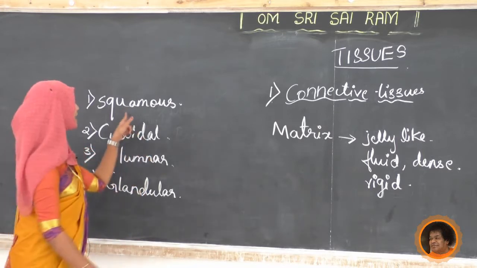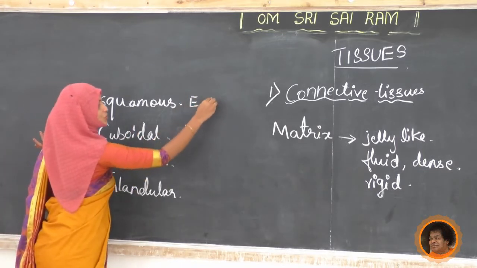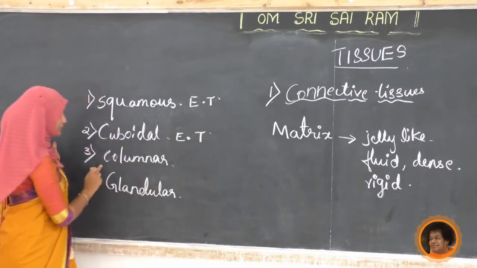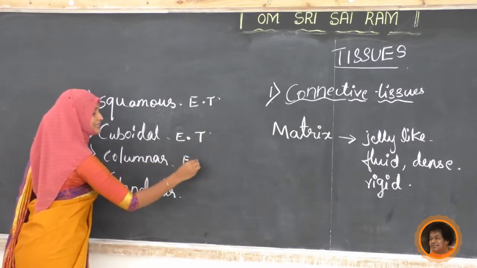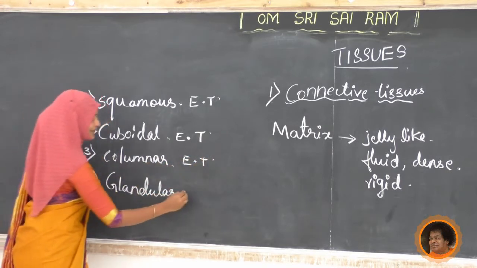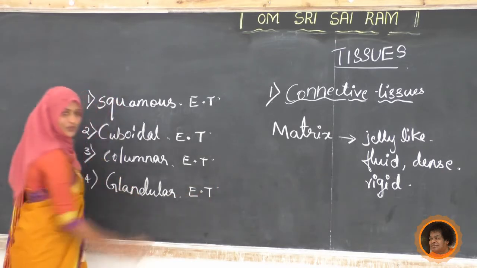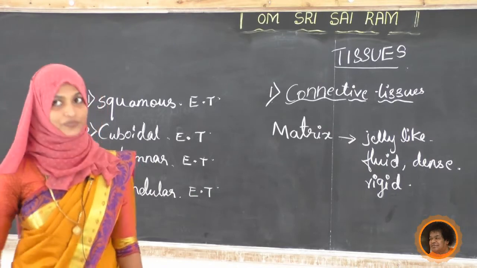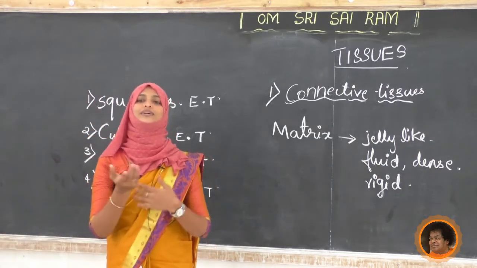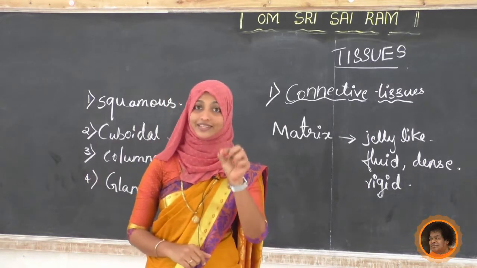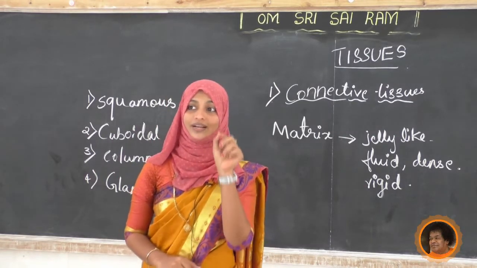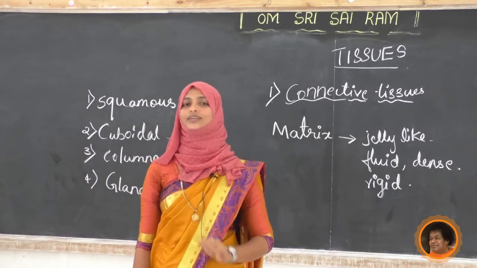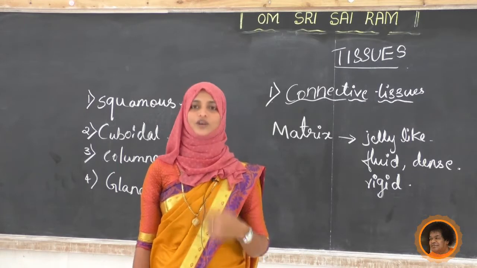First one, squamous epithelial tissue. Second one, cuboidal epithelial tissue. Third one, columnar epithelial tissue. And fourth one, glandular epithelial tissue. Okay, these are the 4 types of epithelial tissue. We'll see one by one. Yes, first one, squamous epithelial tissue. See, these tissues are found in the lining of the mouth and esophagus. See, this one we can observe under the microscope.